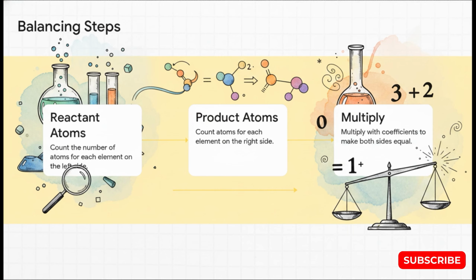Step 1, you count up the number of atoms for each element on the reactant side. Step 2, you just do the exact same thing for the product side. And then step 3, this is where the magic happens, you multiply the entire compounds by numbers, known as coefficients, until both sides match up perfectly. It's really just a matter of tweaking those numbers until the scales are totally balanced.